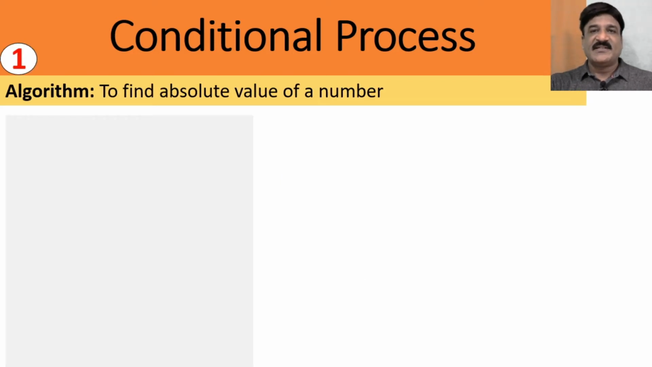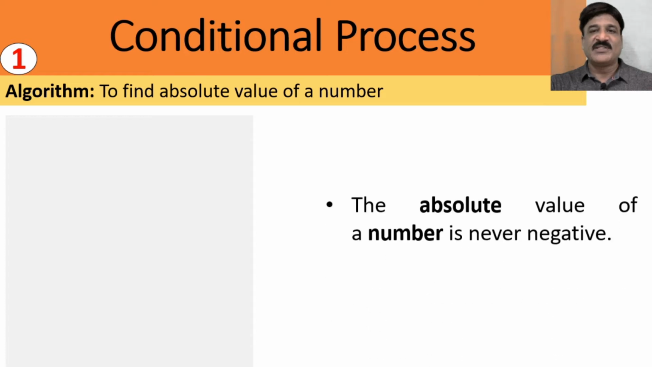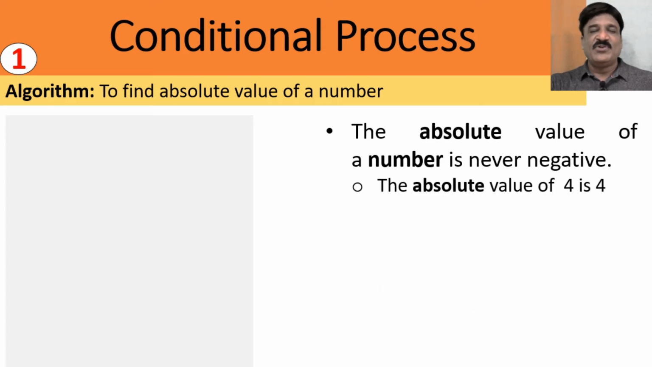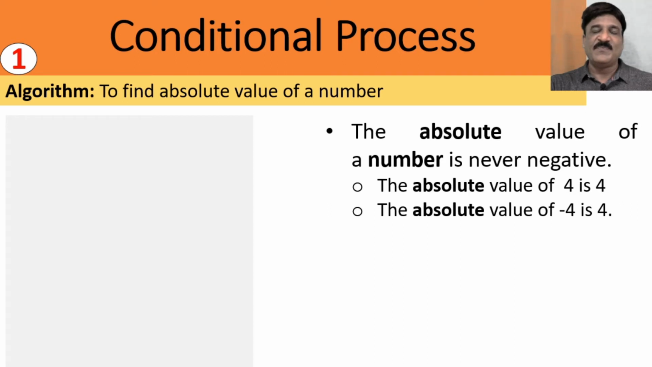So we will start today's session with an algorithm to find the absolute value of a number. First of all, what is an absolute value? The absolute value of a number is never negative. It means the absolute value of 4 is 4 only, and the absolute value of minus 4 is again 4 only. In absolute value, we will never have a negative value.